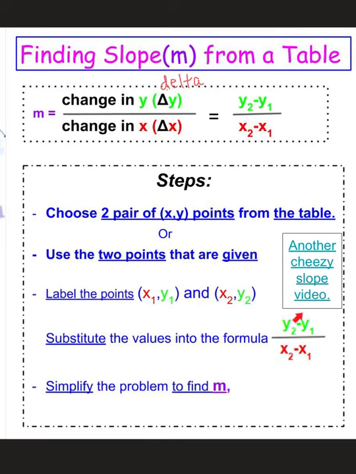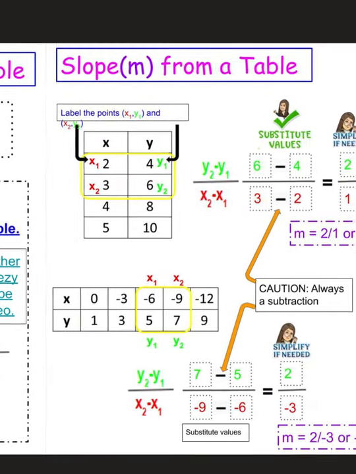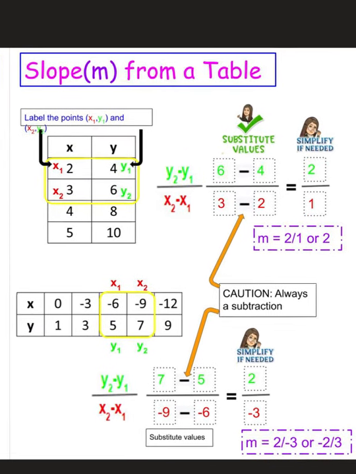So again, here it is, and it's on your formula chart that's in your digital notebook. Once you substitute, you'll simplify the problem to find m. Simplify means to work it out, solve it. So calculate the top values, calculate the bottom values, and then simplify that fraction. You always need to simplify your fraction. Then we continue on. Now I have some actual examples.